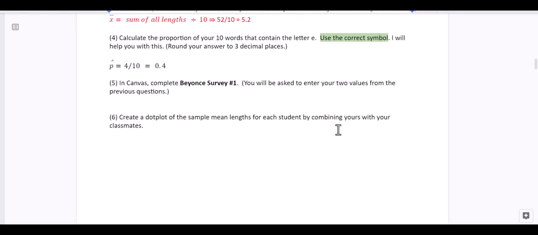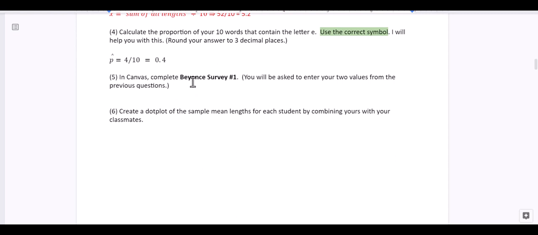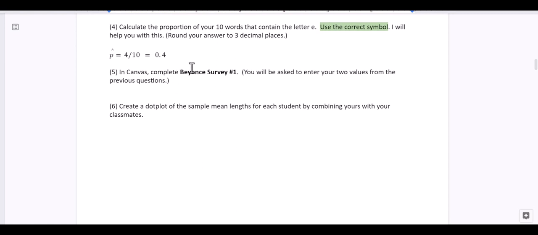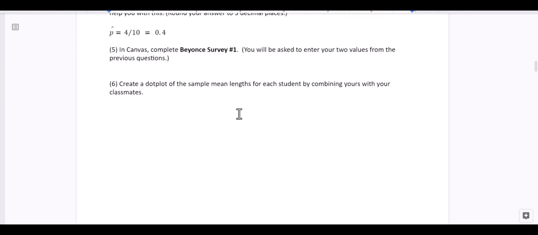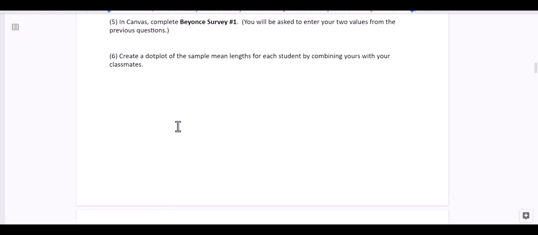Thank you all for taking the survey. So go into StatCrunch and you can find the results from everyone's data. I've collected it from Canvas and put it in StatCrunch. So when you go to StatCrunch, you'll be able to find Beyonce survey number 1. And we want to create a dot plot of the sample mean lengths for each student.